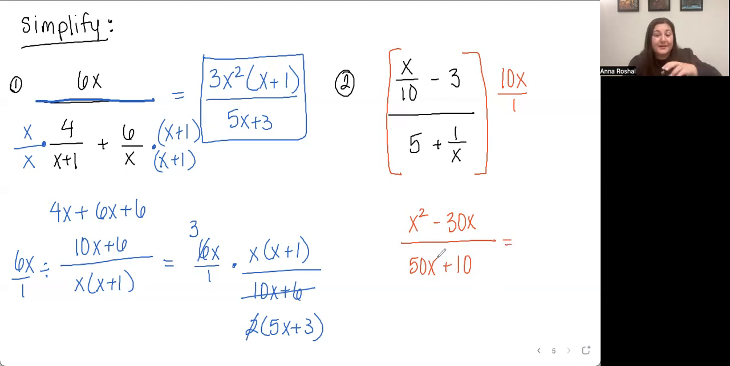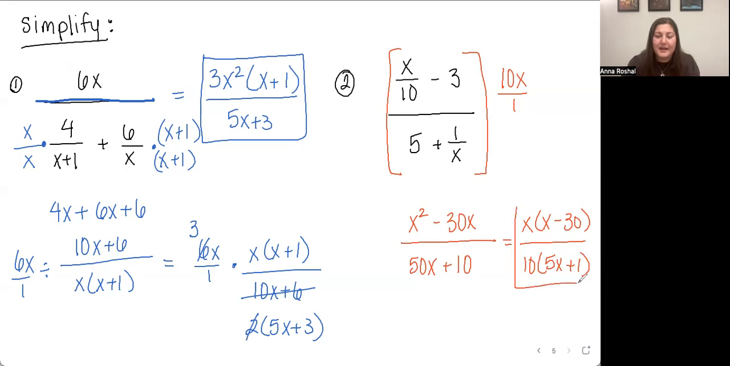Now, this looks very similar to that very first problem that we did, where we can factor this and see what we can simplify. So in here, I can only pull an x from the numerator. So I'm going to have x times x minus 30. And in my denominator, I can pull a 10, and I'll be left with 5x plus 1. There's not much that I can simplify here. And final answer. I hope that this was helpful.